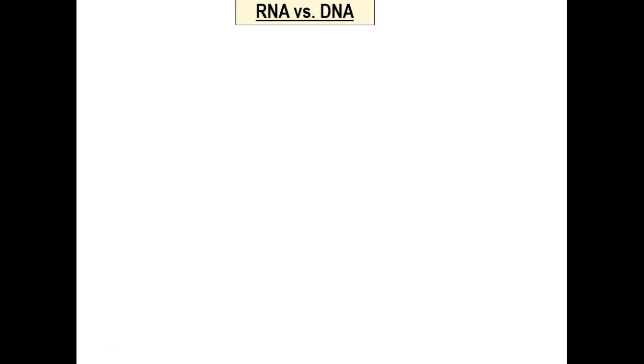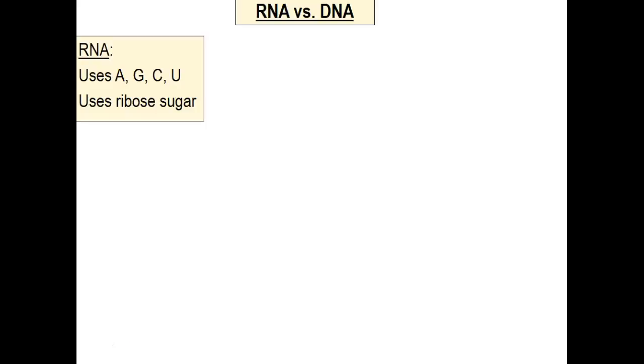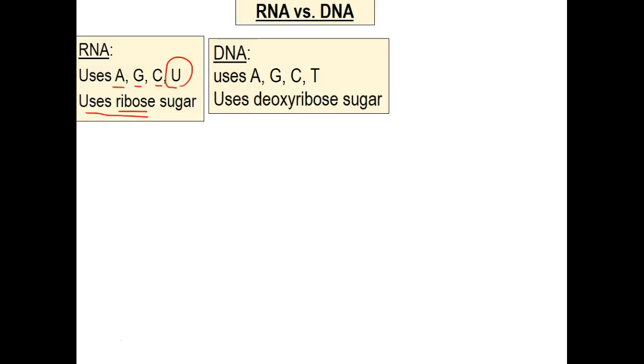Let's compare RNA to DNA. So RNA is ribonucleic acid, and DNA is deoxyribonucleic acid. And RNA is transcribed from the DNA code. And this is the first step in the expression of a gene. And RNA uses the adenine, guanine, cytosine, but instead of thymine, it uses uracil. The sugar is not deoxyribose, but is ribose. DNA, on the other hand, uses A, G, C, and T, and deoxyribose sugar.